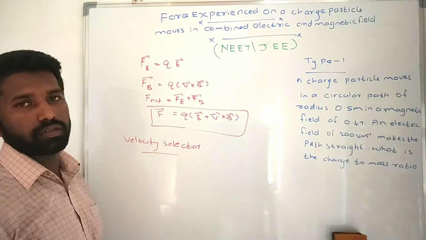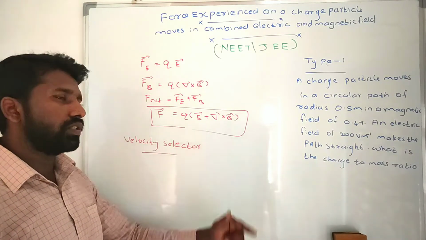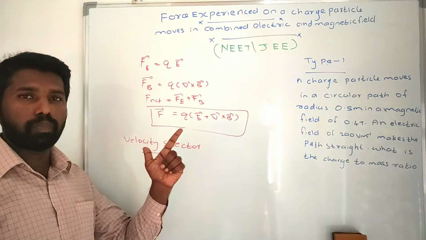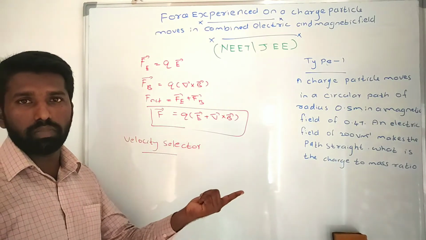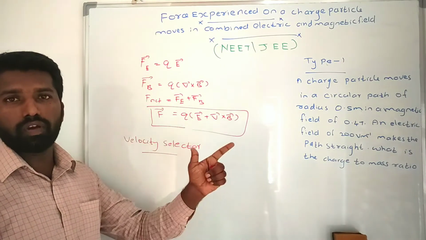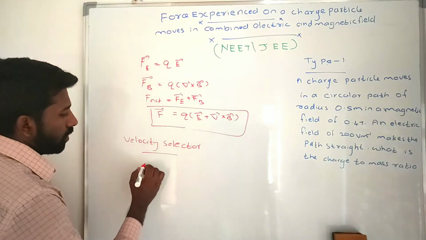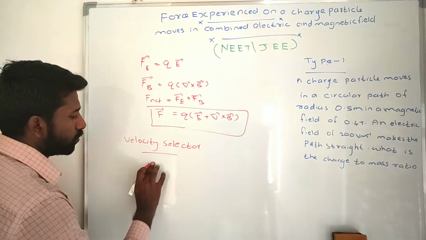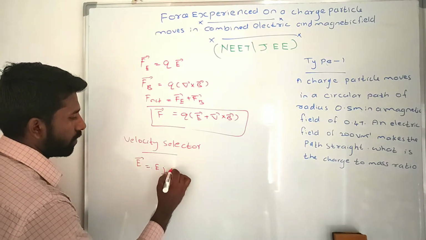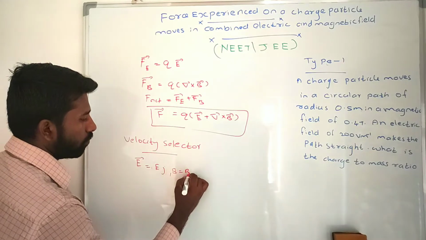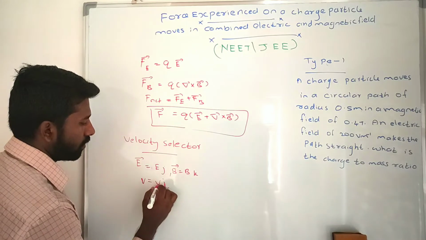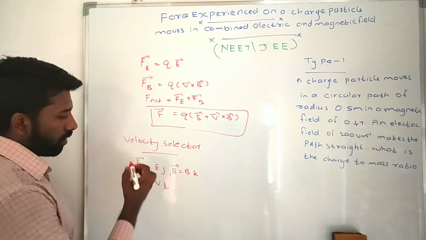Velocity selector. What is the principle of the velocity selector? The principle is that the charged particle moves in crossed fields. That means the velocity, electric field, and magnetic field are all perpendicular. In a region, I am going to take the electric field E equals E j, the magnetic field B equals B k, and the velocity V equals V i. And the charged particle is Q.